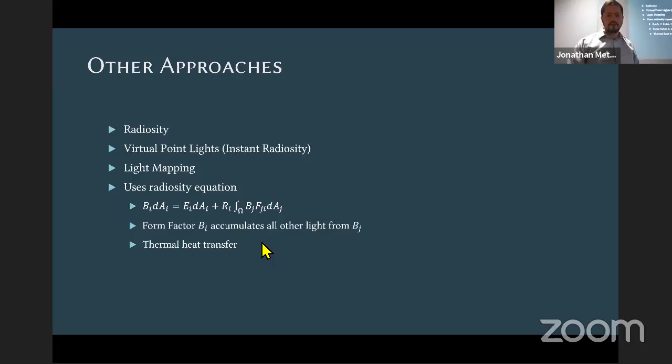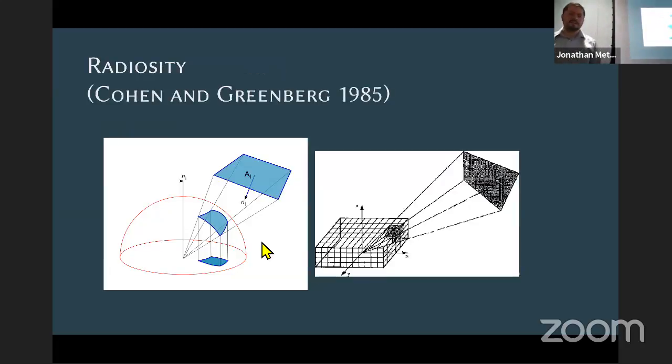Okay. Let's see here. Okay, so we have radiosity.